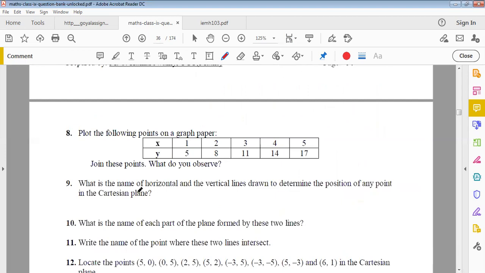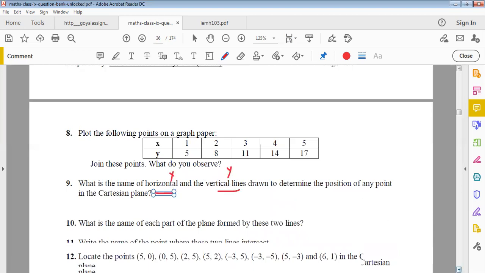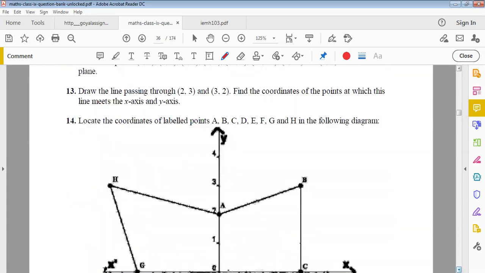Next. What is the name of the horizontal and vertical lines drawn to determine the position of a point? The horizontal line is called the x-axis. The vertical line is called the y-axis. This we have learned already.